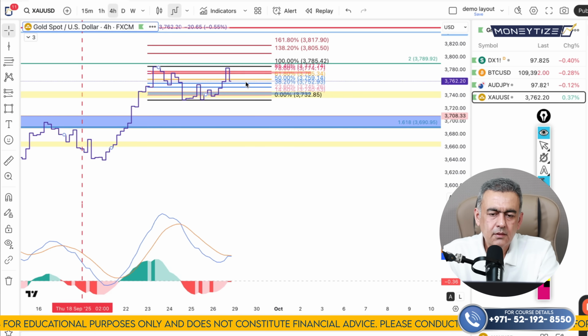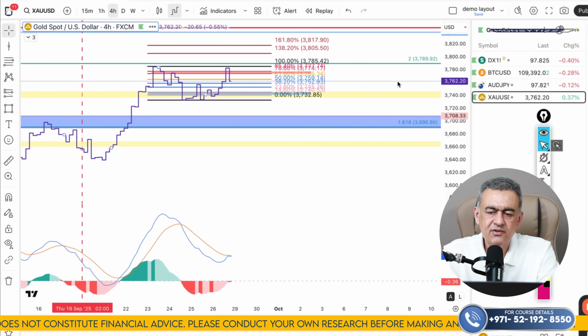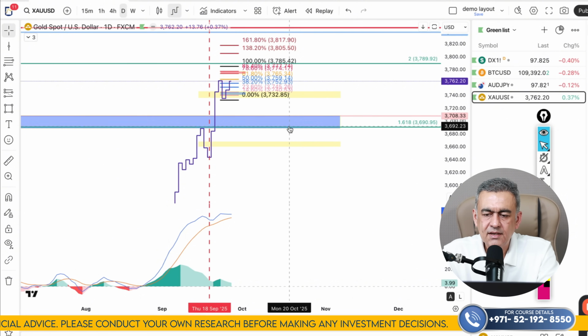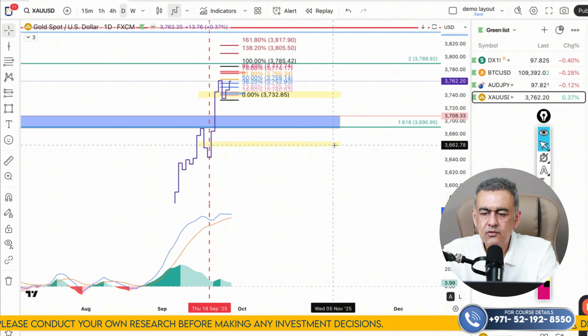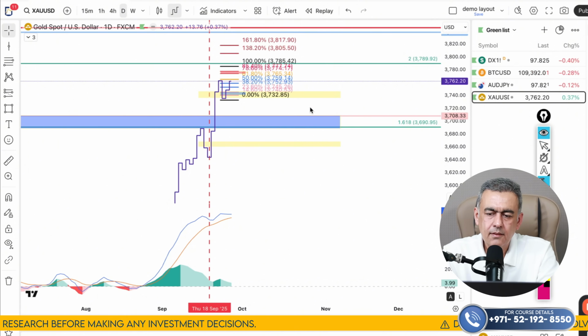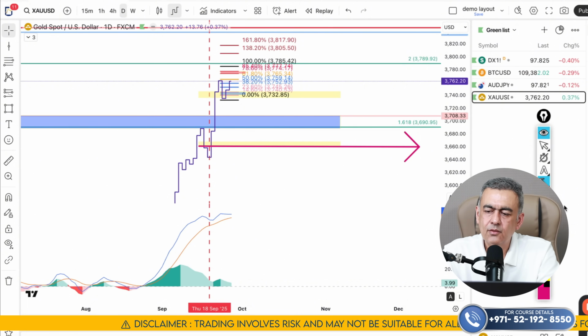under pressure, then we can see a break of 3690. Only if we see a break of 3690, then I can expect it to reach to the next level of 3662. I'm not expecting a deeper pullback. I'm not expecting a retracement below 3660 unless we see 3745 or 3740 being broken followed by 3690.